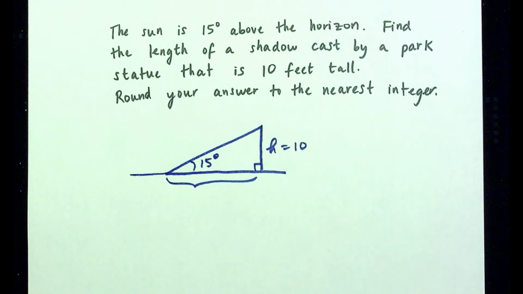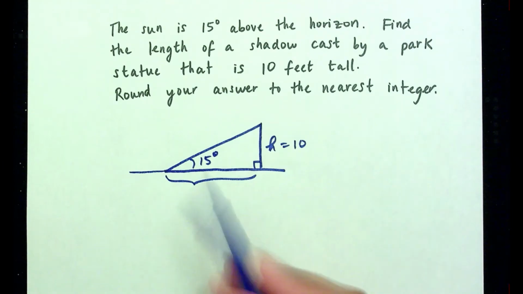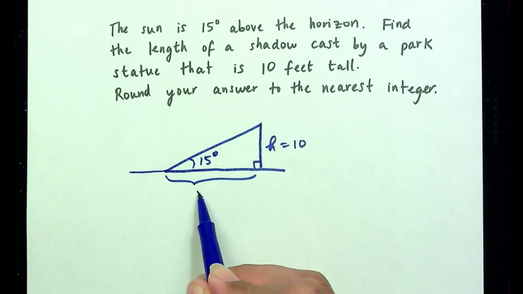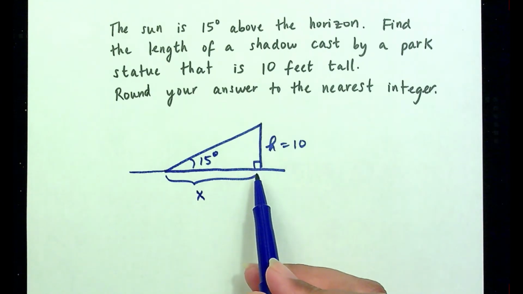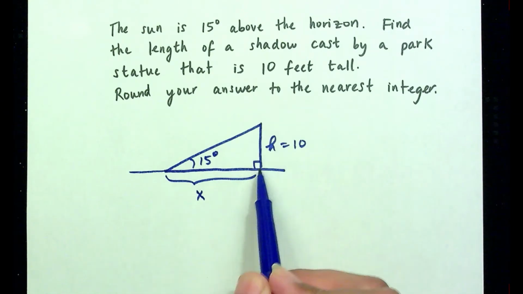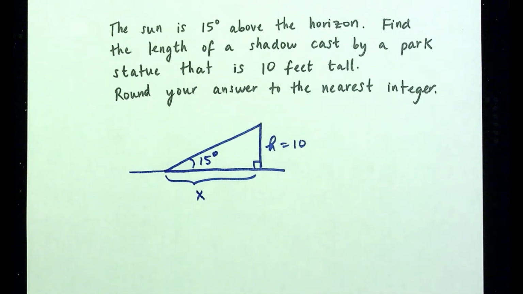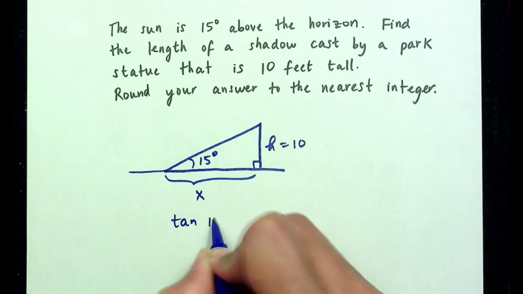So for this, we just have to think which of the basic three trigonometric functions, sine, cosine, or tangent, relates the shadow, which we're going to call x, this side, which is the height of the statue, and this angle. So think which of the basic trig functions relates that side and that angle. If you said tangent, then you're right. It is tangent. So we would get tangent of 15 degrees.